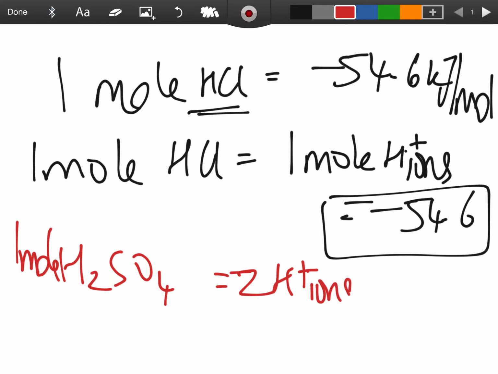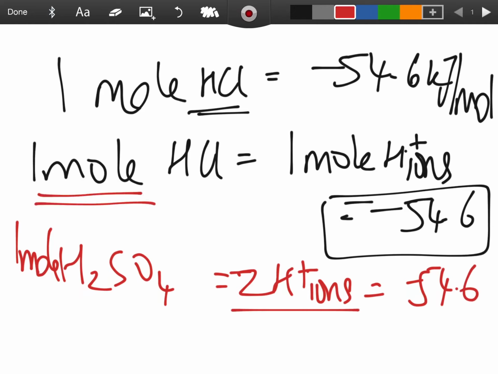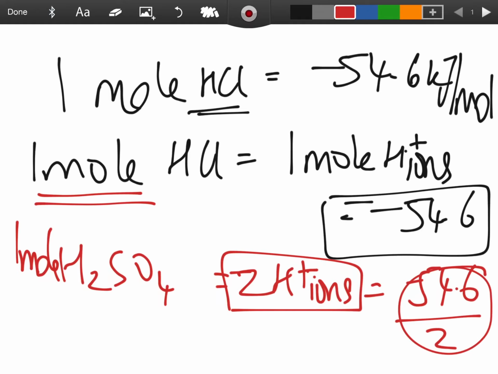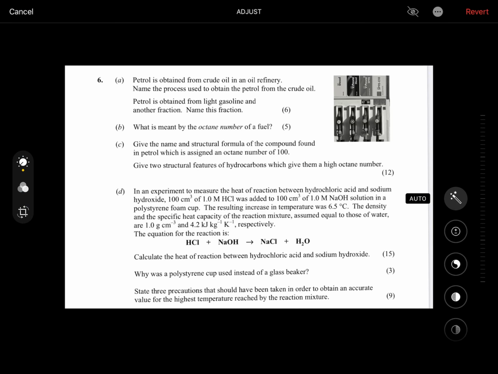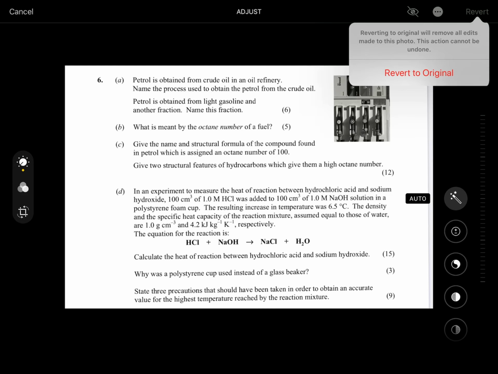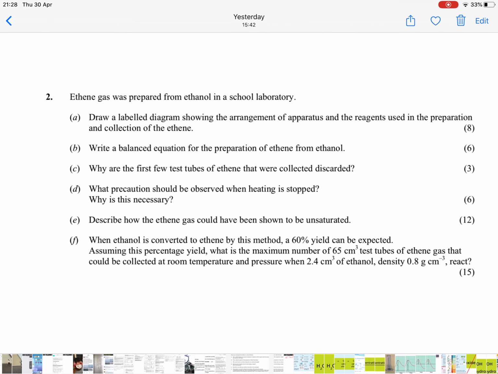Lads, if it was sulfuric acid, 1 mole of sulfuric acid will actually give us 2 moles of H+ ions. Okay, so be careful with that. When you have your answer here for 1 mole, that's equivalent to 2 moles of H+ ions. So you would have to divide your delta H value by 2 if it was sulfuric acid. Okay, now I want to go back there to the photos.